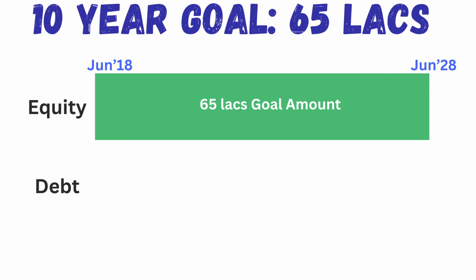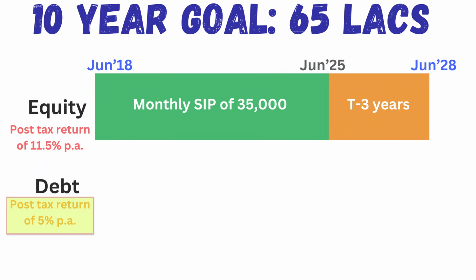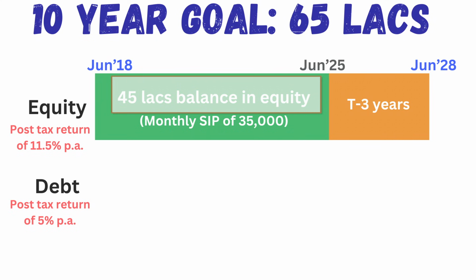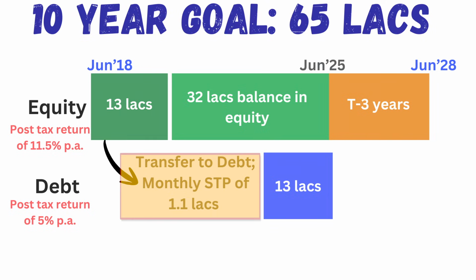Suppose the goal of 65 lakhs is to be achieved by June 2028 and from 2018 to 2025 you have been doing monthly SIPs of 35,000. I have assumed 11.5% returns for equity post-tax and 5% returns for debt funds post-tax. Okay, June 2025. It is T minus 3 years. The monthly SIP of the last 7 years has compounded to almost 45 lakhs in equity. Now you decide to start transferring 30% of the equity corpus to debt funds. So you'll set up monthly auto transfer STP of 1.1 lakhs from equity to short duration debt fund.